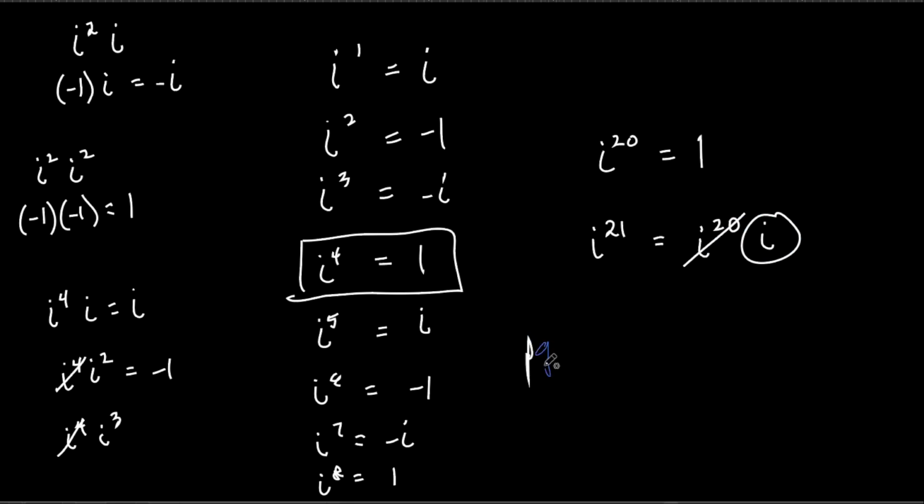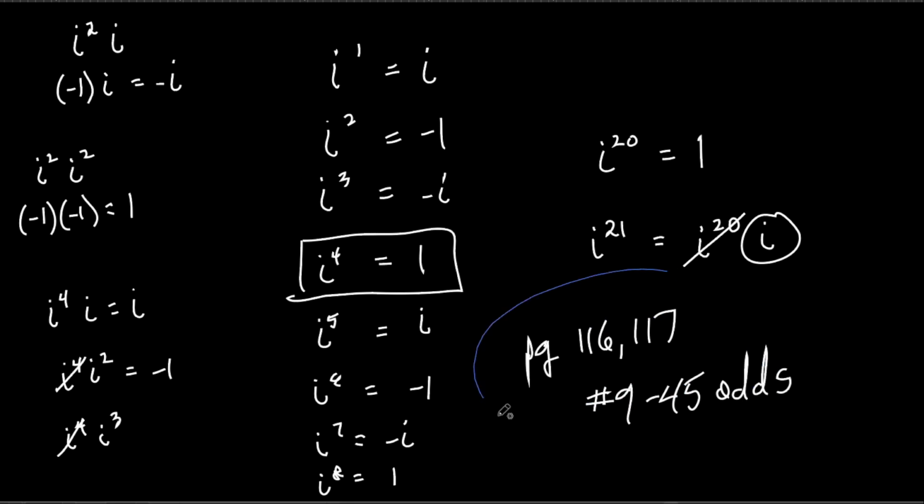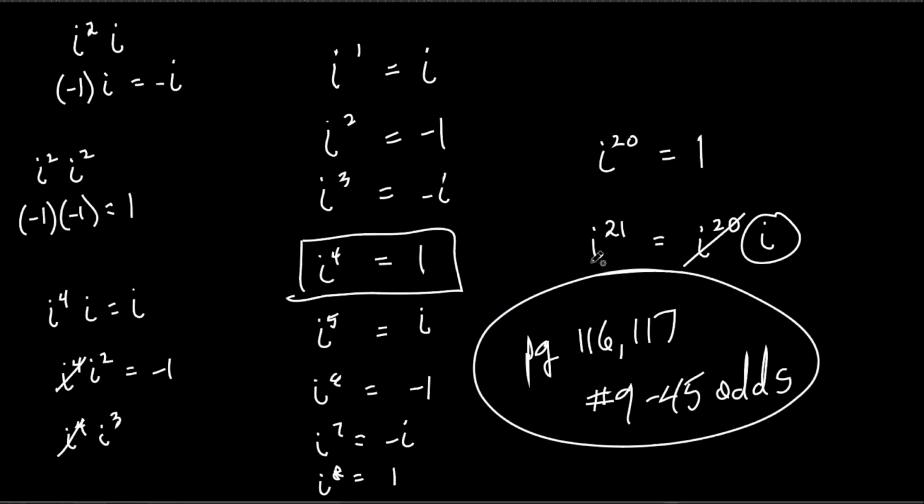Okay, here's your problems. It's page 116, 117. And it's 9 to 45 odds. 9 to 45 odds. That's your homework. Section 1-3. I think this is our first one, so it's A. It's right there. It's right in front of you. It's right on the board.